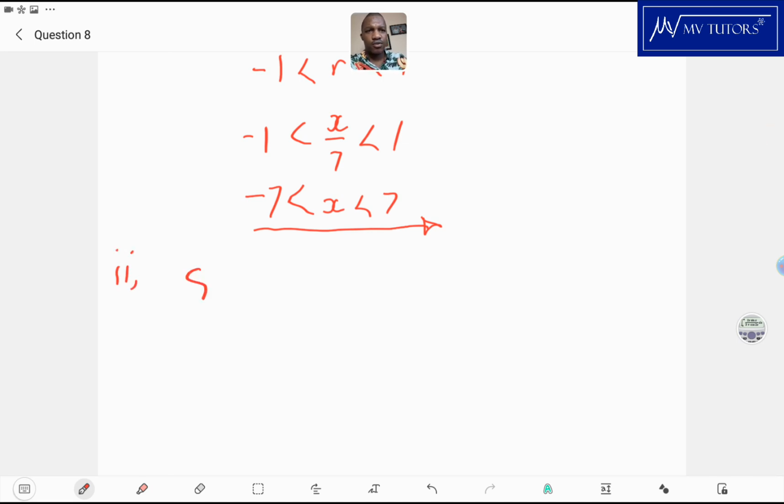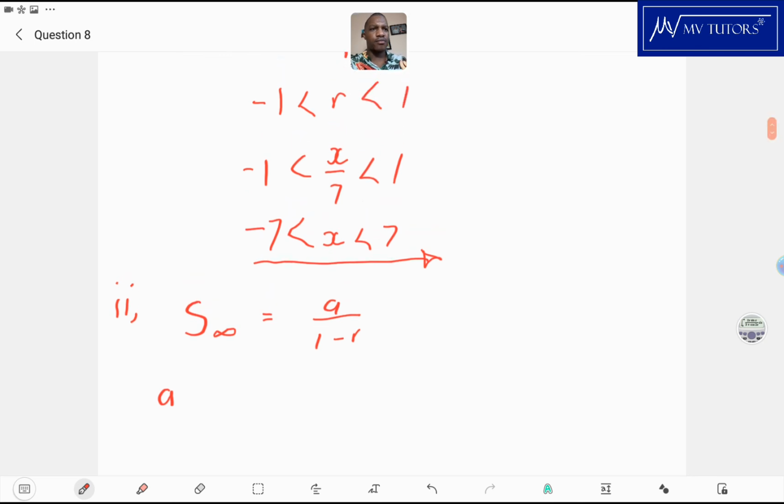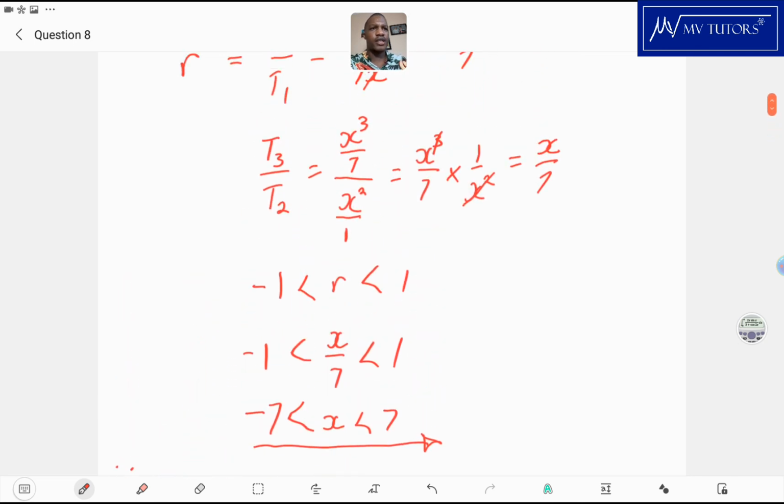So let's start with the equation. It's equal to a over 1 minus r. Okay, I think that's the one, if I'm not mistaken. All right, so we need a and we need r. Okay, so how are we going to get a?